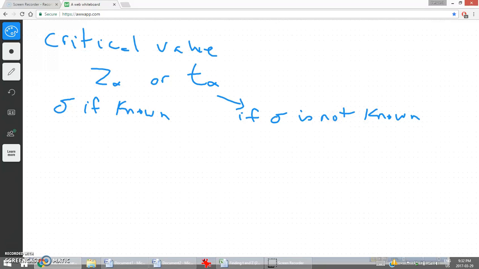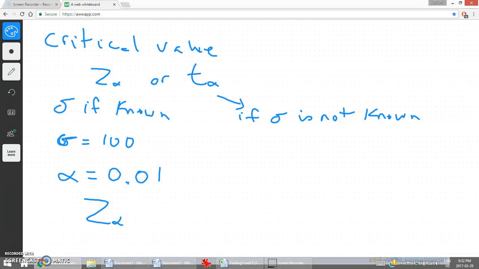So in this question, we are given the population standard deviation. Population standard deviation is known to be 100. We are also told what the critical value is going to be based on. Critical value is based on a level of significance. In this case, alpha is stated to be 0.01. So now from that, we can find our critical value, that threshold value.